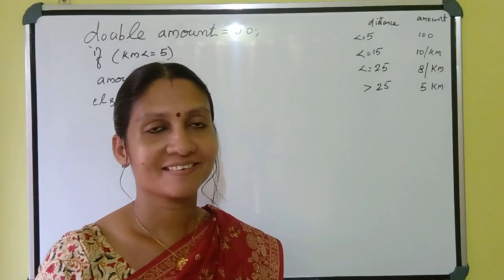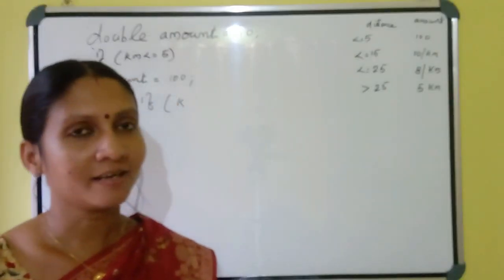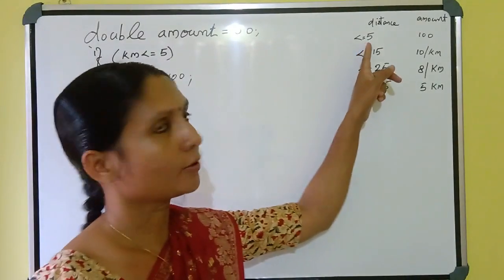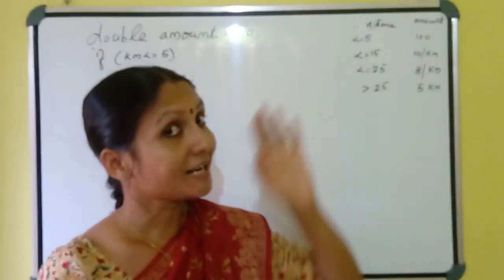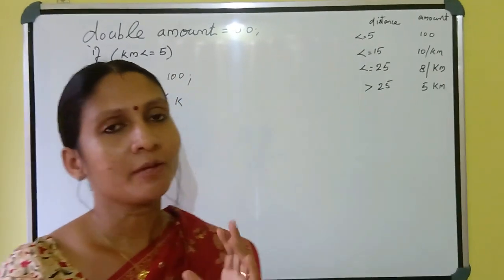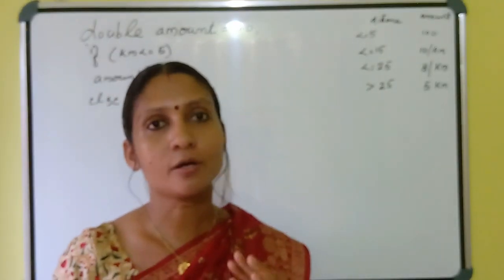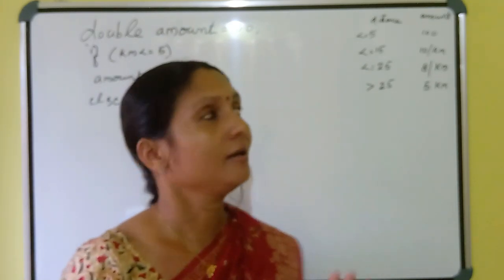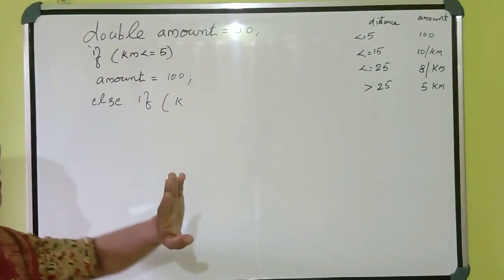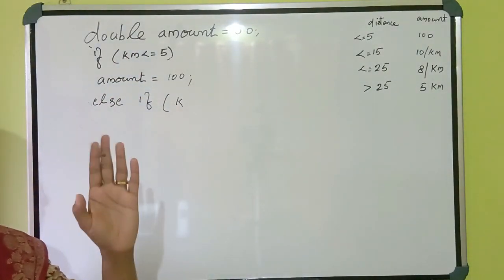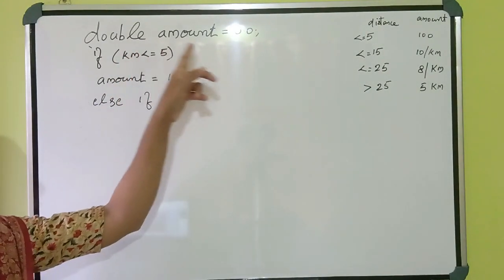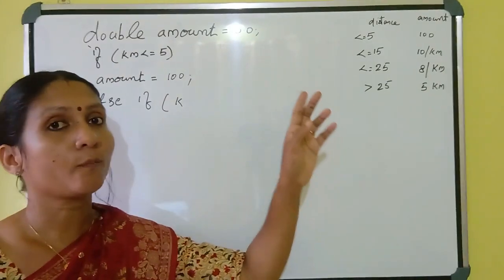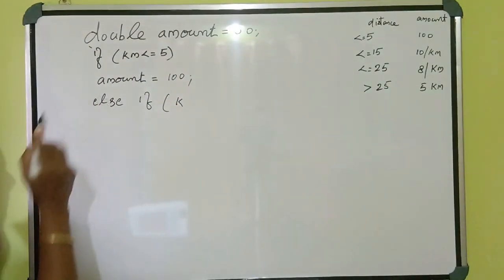Shall we start? What are the conditions? Let's check the condition. Less than or equal to 5, amount is 100. That's a fixed amount. Up to 5 kilometers, you have to pay 100 rupees. That's the first condition. That we can write like this. First we need to declare the amount. How can you declare the amount? Double amount is equal to 0.0.